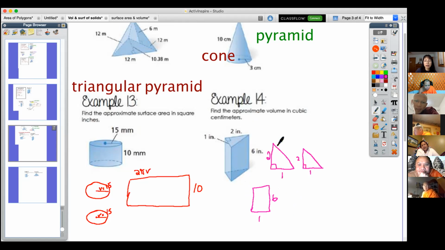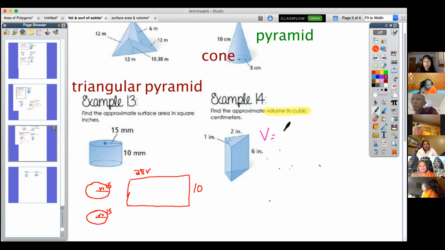Oh, this one is not surface area. This one is volume. Okay, this one is volume. Read the direction. Volume. This one is surface area. They don't look for surface area here. This one they're looking for volume. So volume is base times height, and the area of your base is a triangle. Okay, so that's a triangle.